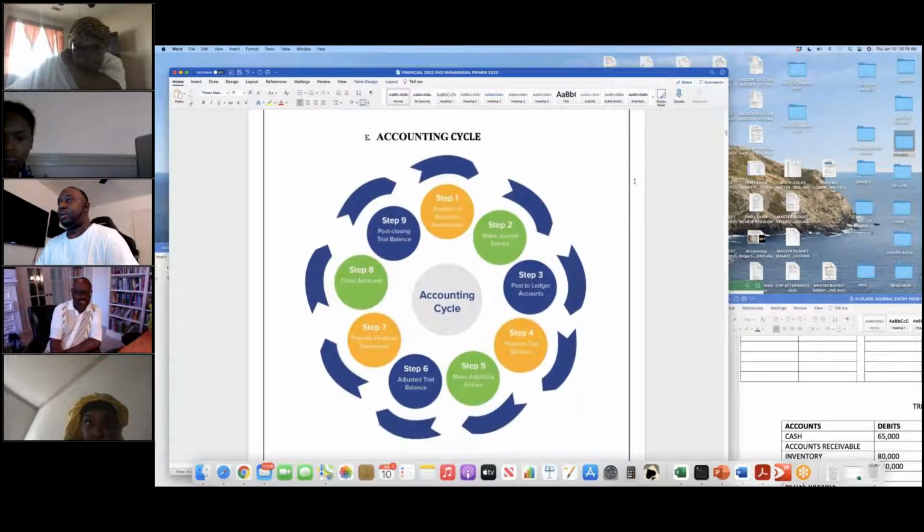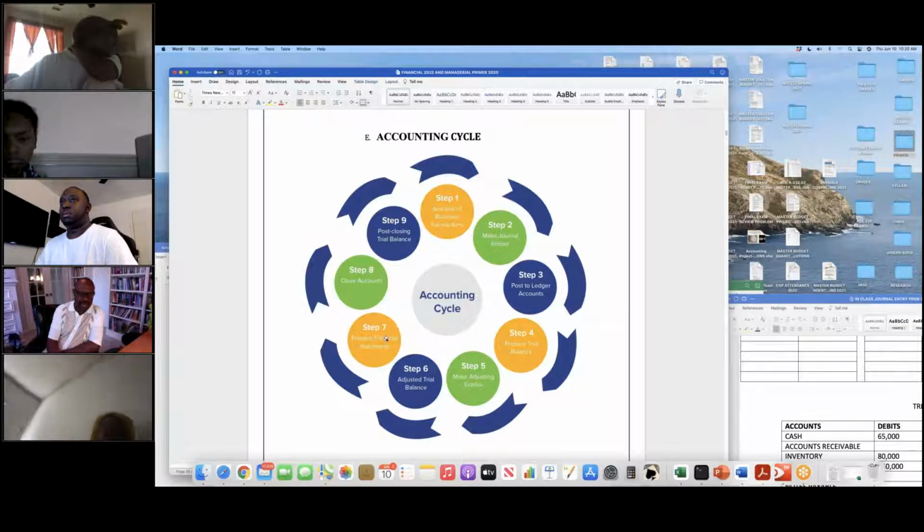Let's look at this accounting cycle that we worked on. And we worked on steps 1 and 2 the first week, analyzing transactions and making journal entries. Then we worked on steps 3 and 4 this week, posting to the ledger and preparing the trial balance. We're going to skip steps 5 and 6. We'll cover those next week. But we're going to get right to steps 7 and 8: preparing the financial statements and closing the accounts.